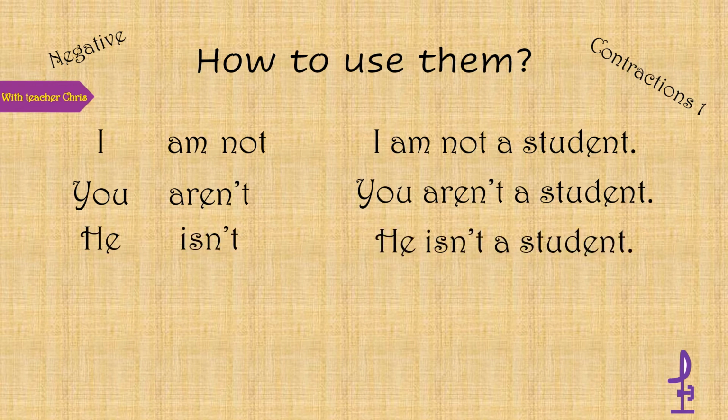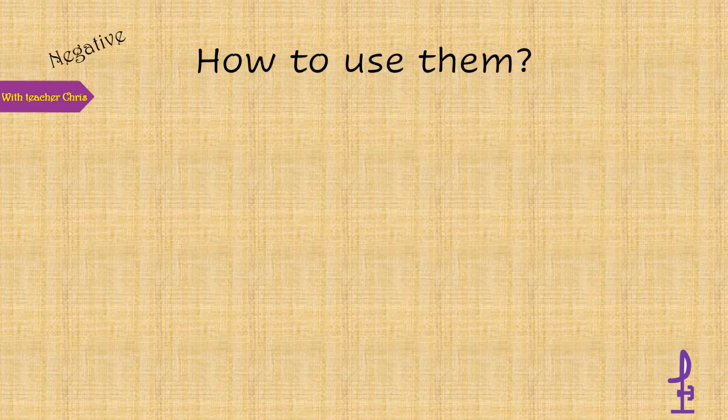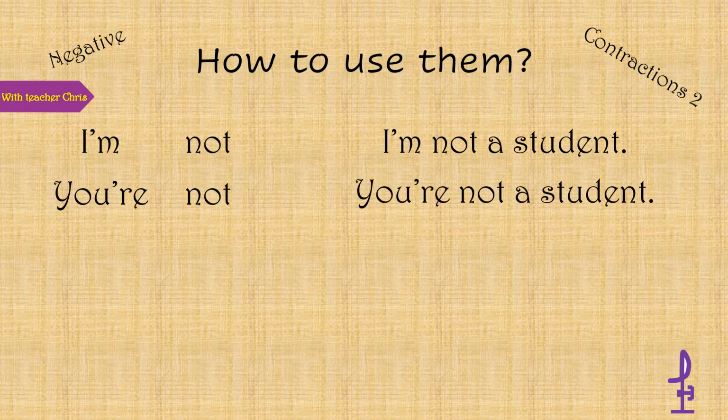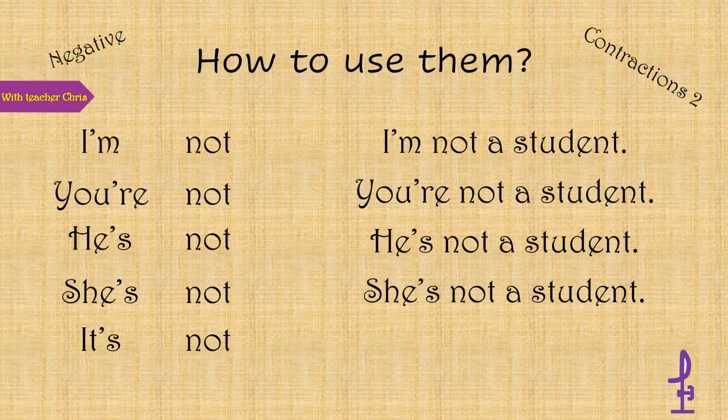Let's see. He isn't a student. She isn't a student. It isn't a car. So we put together is not to make isn't, are not to make aren't. Now, second way to make these contractions. I'm not a student. You're not a student. He's not a student. She's not a student. It's not a car.